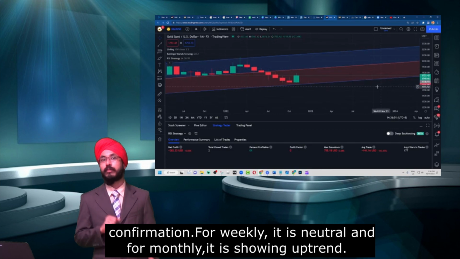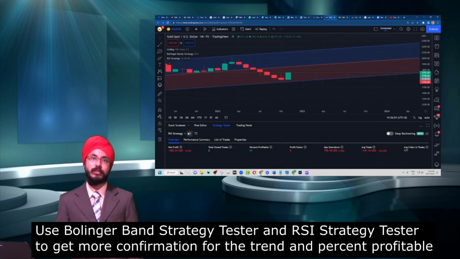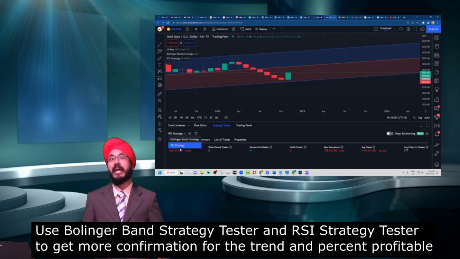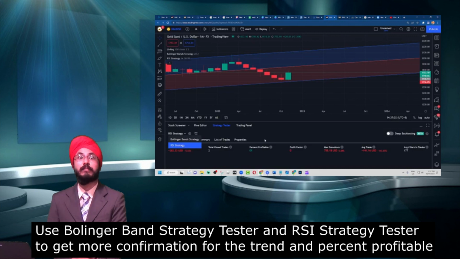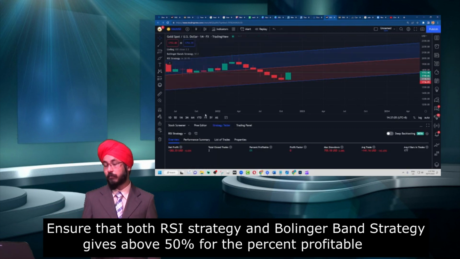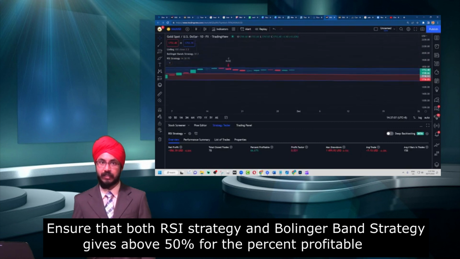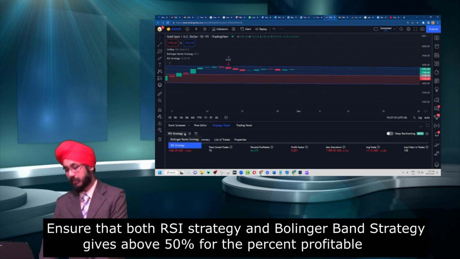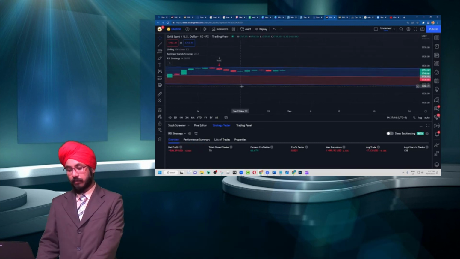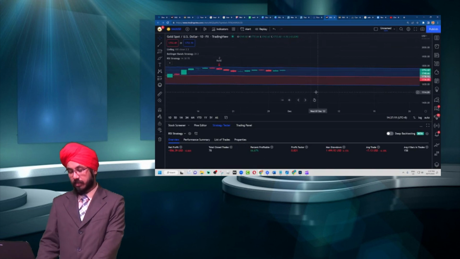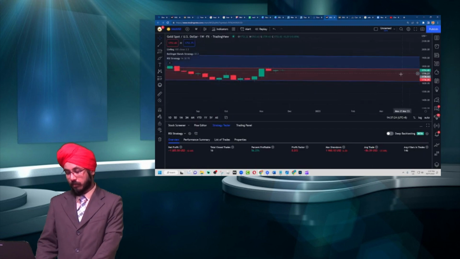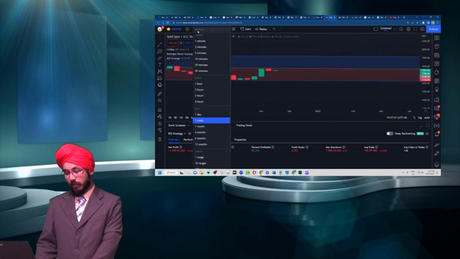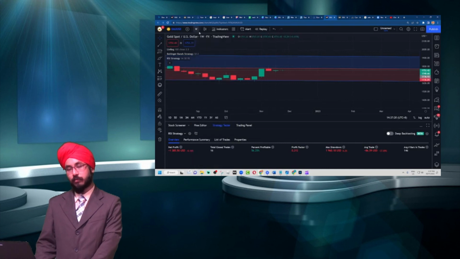We could also use the Bollinger Band strategy tester and the RSI strategy tester. We will have to ensure that the percent profitable is above 50% for both the RSI strategy tester and the Bollinger Band strategy tester. For our RSI strategy tester at the daily, we have around 66.67%, for our monthly about 0%, and for our weekly about 56.25%.